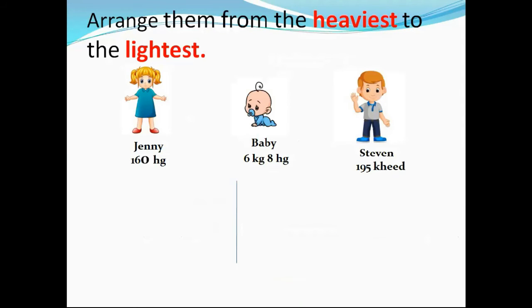Okay, now next, let's arrange them from the heaviest to the lightest. Heaviest, which means the biggest mass, and the lightest, which means the smallest mass. Now let's look at the picture and see their masses. Jenny has 160 kg. Baby has 6 hectograms and 8 kg. Stephen has 195 kg.